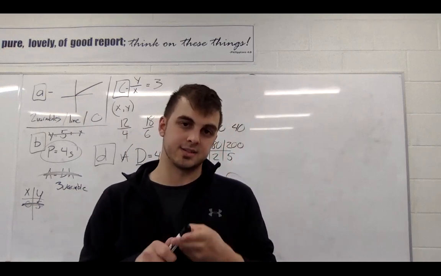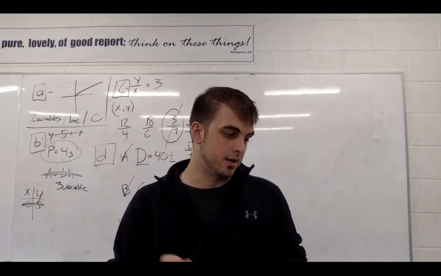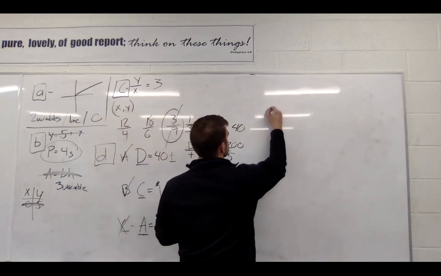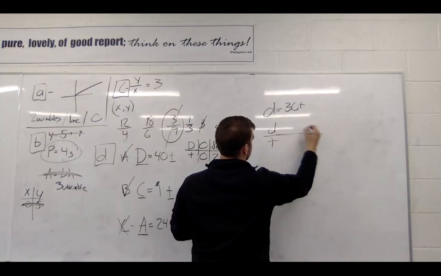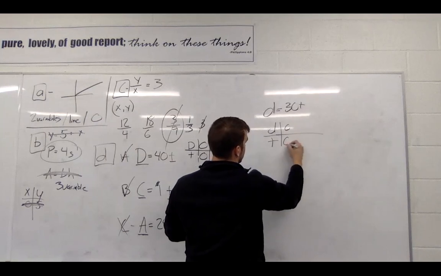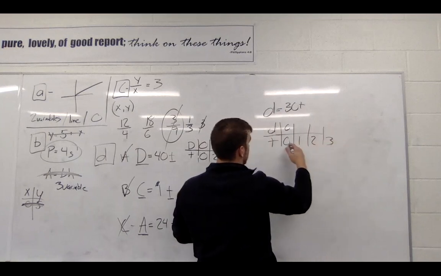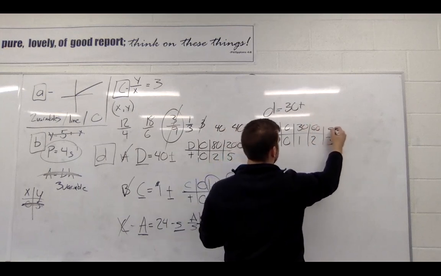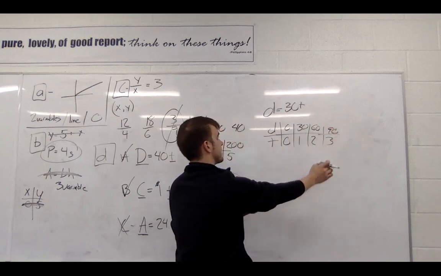For B, you have area and side. That works out. A, you have D, distance and time. That works out. But for A, if you put D equals 30T, make a chart here, you go 0, 0. 0 for distance, you have to put 0 for time. That works. If you put 1, 2, 3 in for T, you get 30 for distance, 60, 90. That all comes out. 30 divided by 1 is 30, 60 divided by 2 is 30, 90 divided by 3 is 30. That works out.